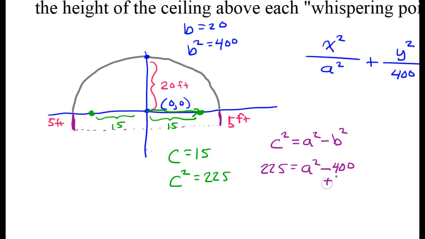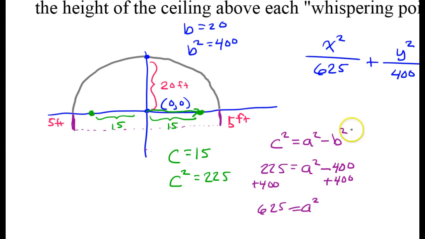So all we need to do is add 400 to both sides. So that tells us that a squared is equal to 625. So boom, we'll just drop that into this denominator, and our equation will be complete.